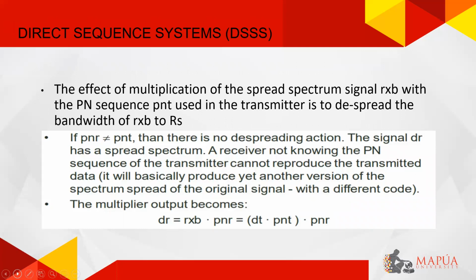The effect of multiplication of the spread spectrum signal RXB with the PN sequence PNT used in the transmitter is to despread the bandwidth of RXB to RS. If PNR is not equal to PNT, then there is no despreading action. The signal DR has a spread spectrum. A receiver not knowing the PN sequence of the transmitter cannot reproduce the transmitted data. It will basically produce yet another version of the spectrum spread of the original signal with a different code. The multiplier outcome becomes DR equals RXB multiplied by PNR, equals DT multiplied by PNT times PNR.